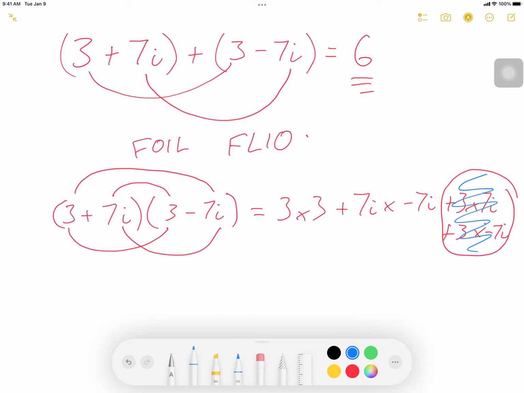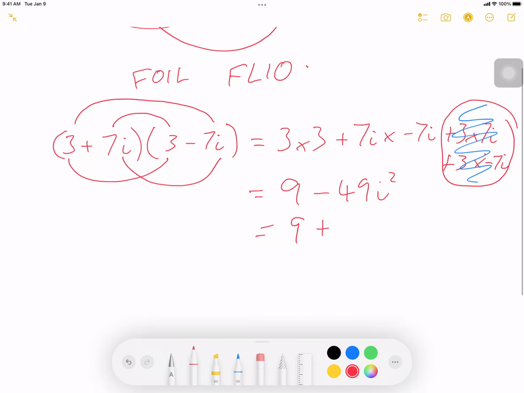Okay, what am I going to have here? I'm going to have 9. Now I've got minus times a positive, but I've also got i times i. So actually, let's write it. Minus 49i squared, but then the i squared turns into another negative, so I'm going to end up with 9 plus 49. Oh, hang on, I'm getting another real number here.